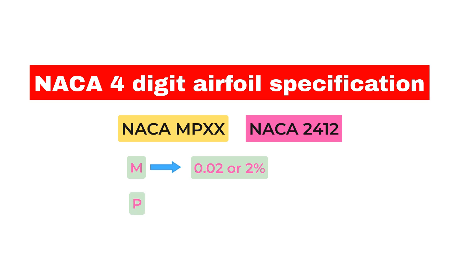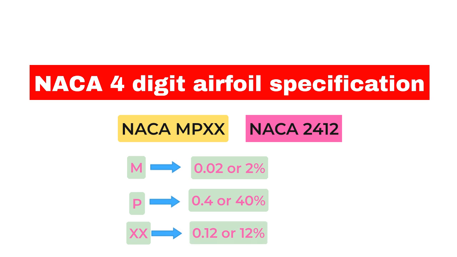P is the position of the maximum camber divided by 10. In this example P equals 4, so the maximum camber is at 0.4 or 40% of the chord. XX is the thickness divided by 100. In this example XX equals 12, so the thickness is 0.12 or 12% of the chord.